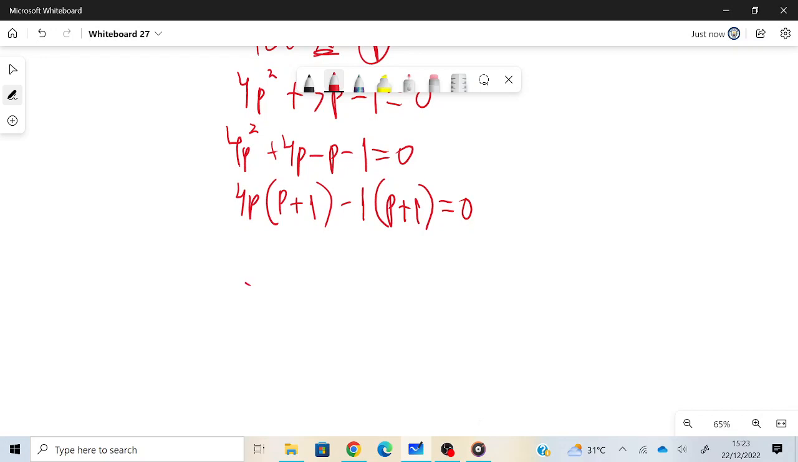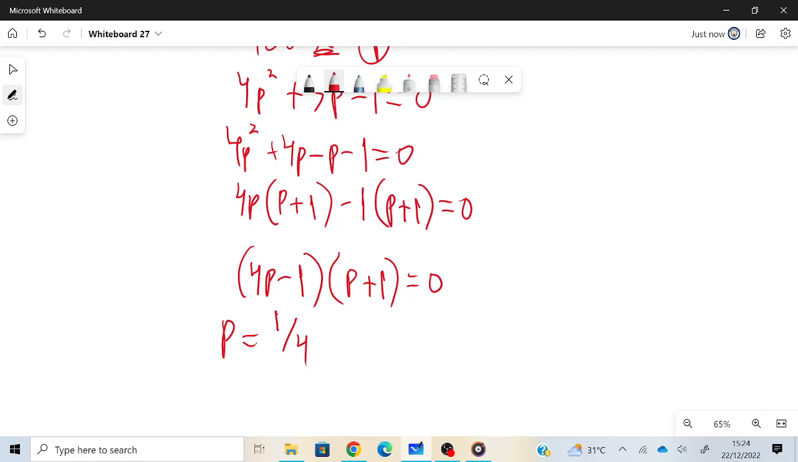This would then be 4, this would be 4p minus 1 and then p plus 1 equals 0, and then you know that p is equal to 1 over 4, or p is equal to minus 1. So what I did, I just equated these two equations separately to 0 and solved for p.